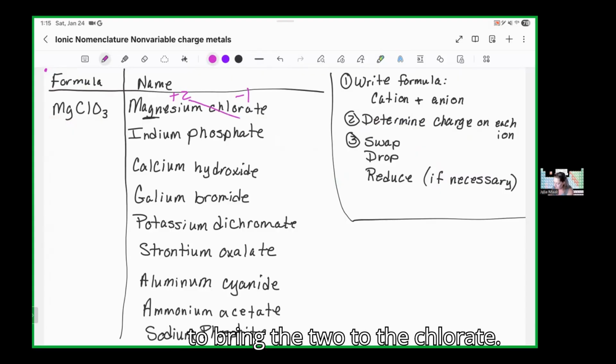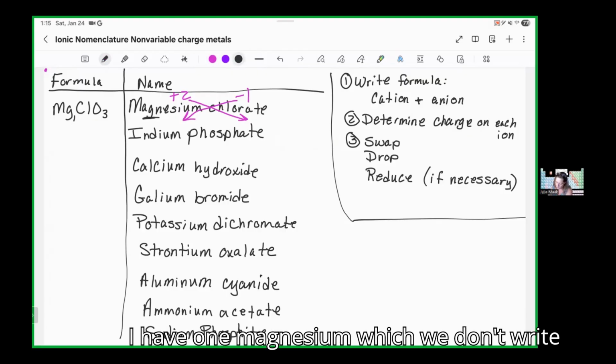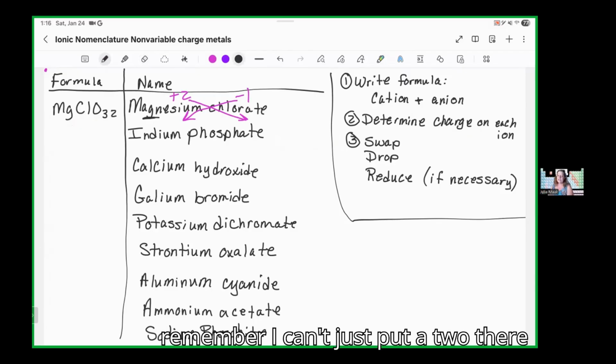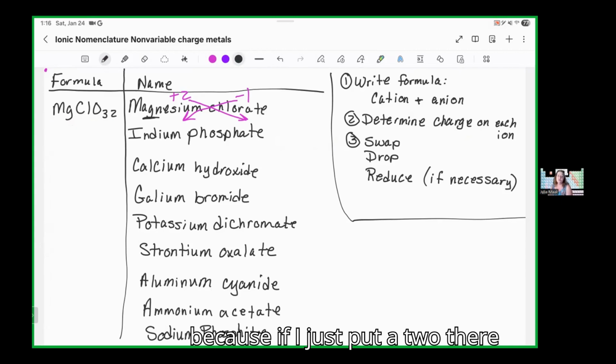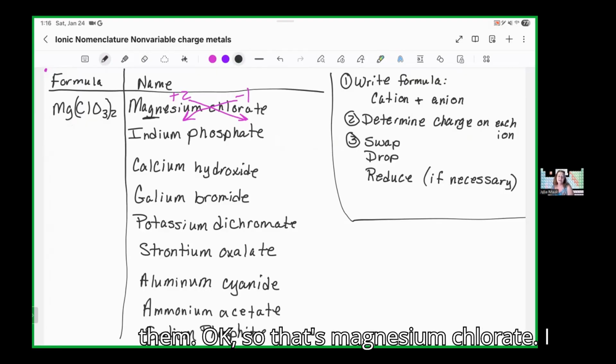I'm going to bring the 2 to the chlorate and the 1 to the magnesium. That means I have 1 magnesium, which we don't write a 1, and I have 2 chlorates. But remember, I can't just put a 2 there, because if I just put a 2 there, it means I have 32 oxygens. So I have to put polyatomic ions in parentheses when there's multiples of them. So that's magnesium chlorate.